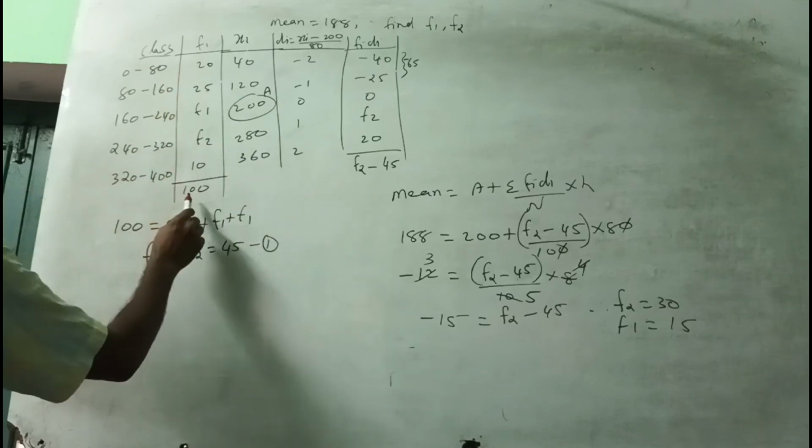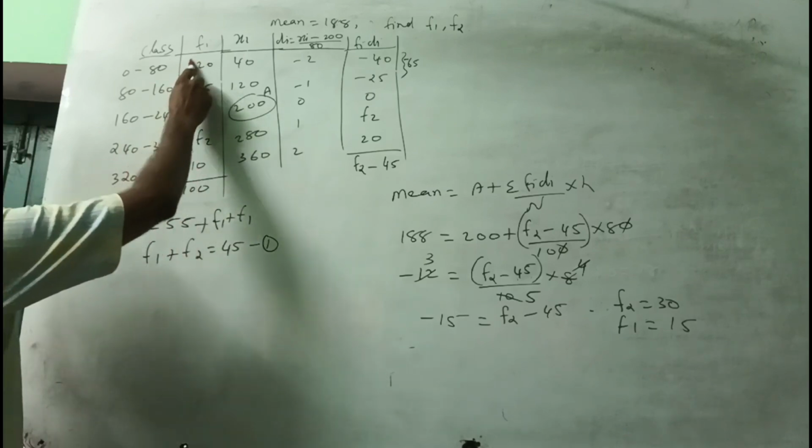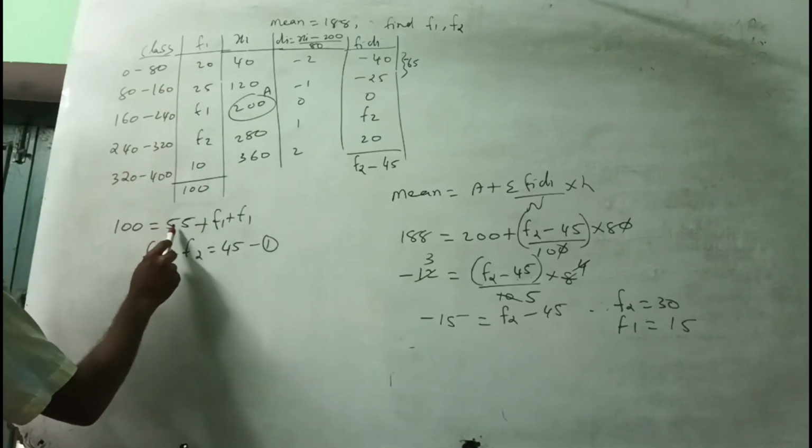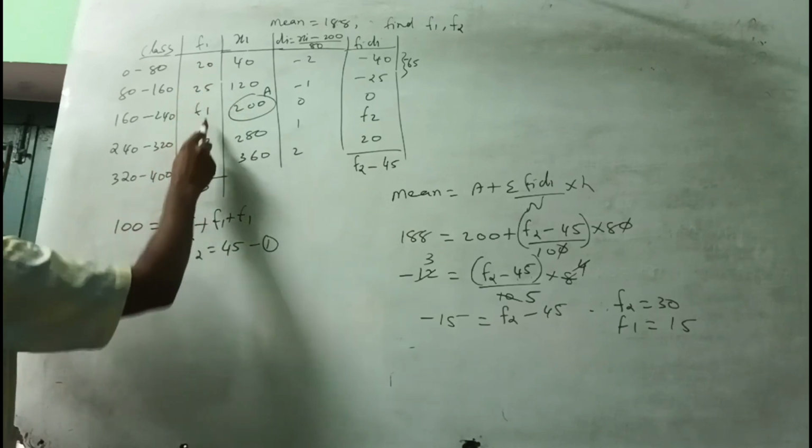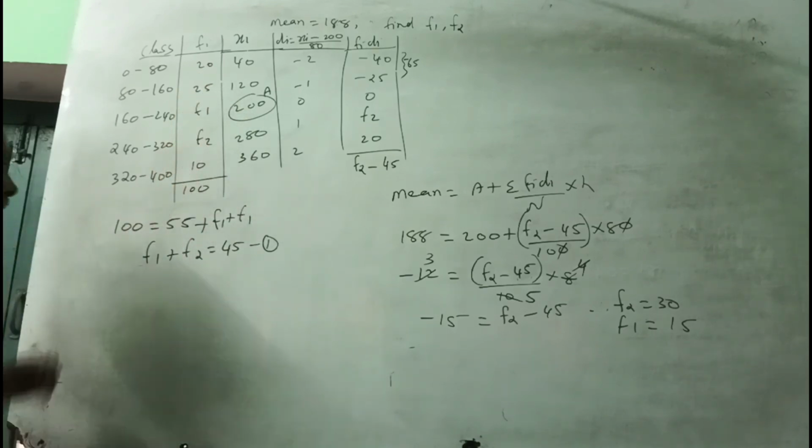Now this total is already given as 100. So if I am adding all these numbers, I will get 55 plus f1 plus f2. 20, 45 plus 10, 55 plus f1 plus f2. You will get an equation here, f1 plus f2 is equal to 45.